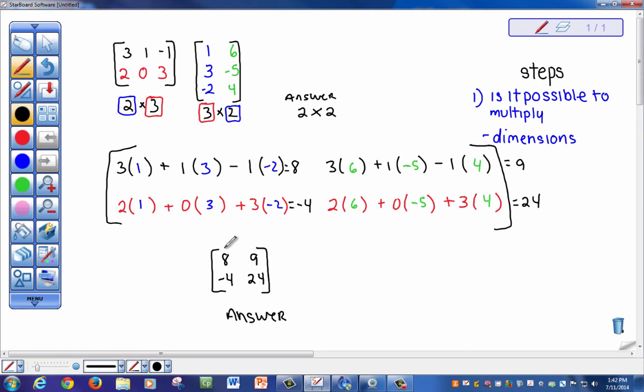As you can see, it matches perfectly well with the dimension we had predicted from the beginning. Our answer is a 2 by 2.